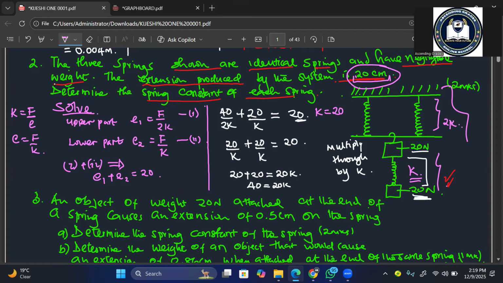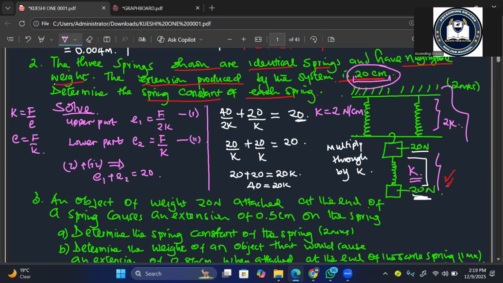But what will be the unit? It will be 20 Newton per centimeter. Sorry, it's supposed to be 2, eh? Supposed to be 2. 2 Newton per centimeter.